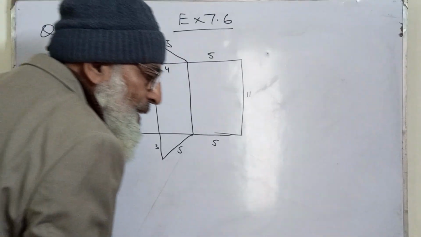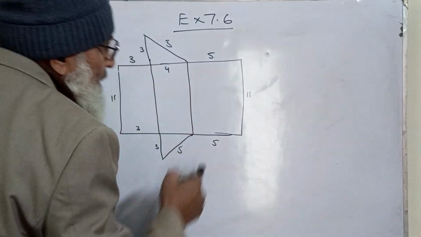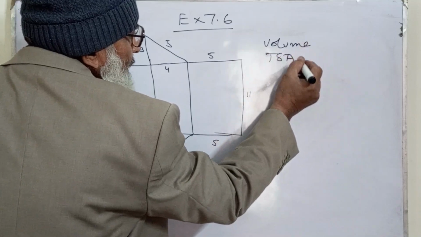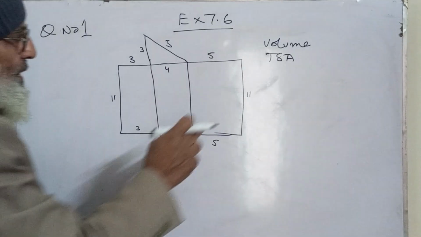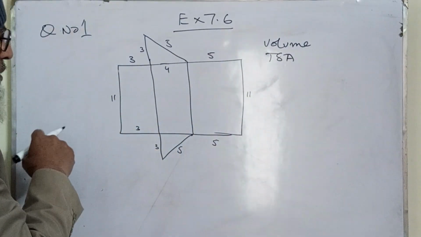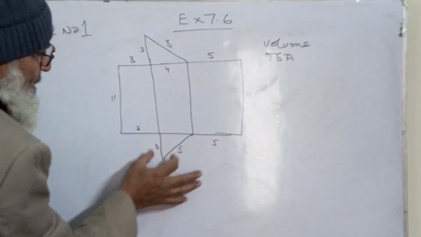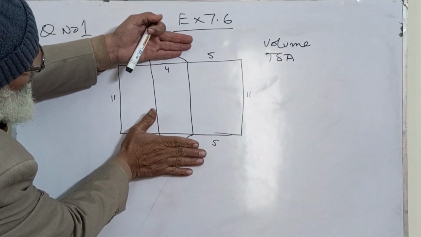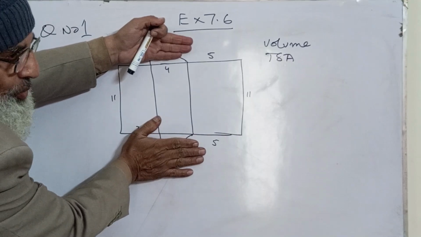So what we have to find is the volume and total surface area. In your book, it is written SA, surface area, but in fact, it is total surface area. So it is very easy. Just forget these two triangles. My dear students, just forget these two triangles. I have just hidden the triangles. Now, what is left with you?